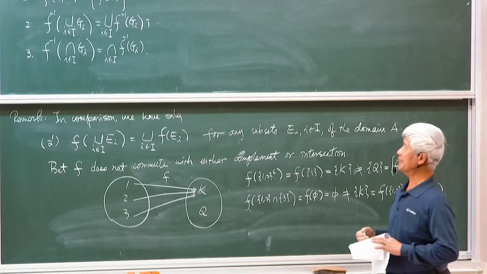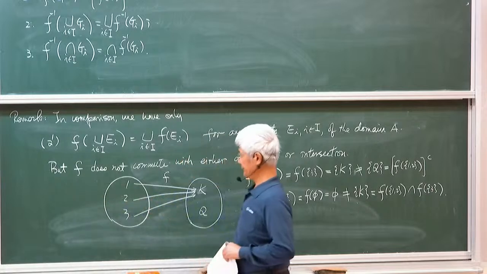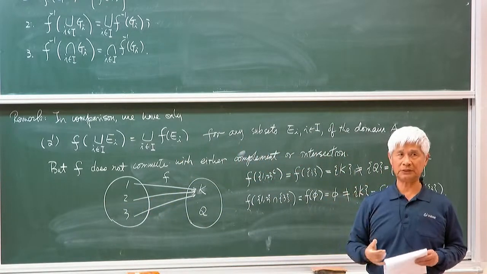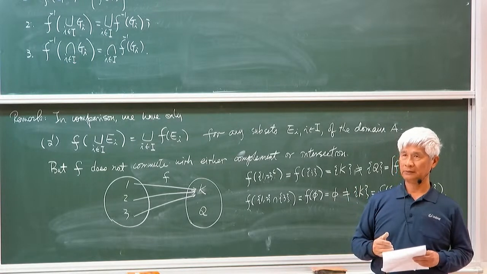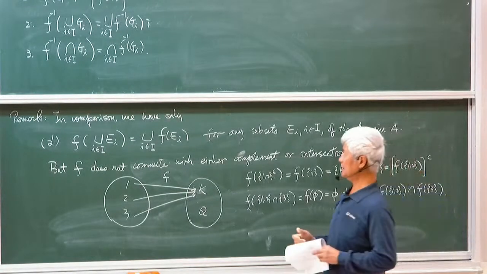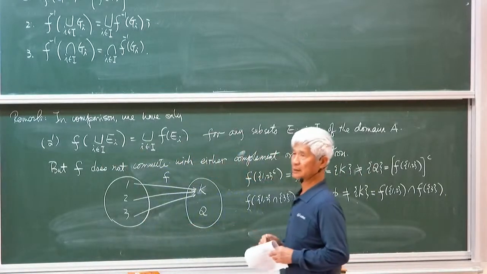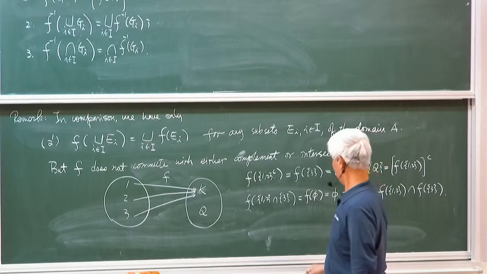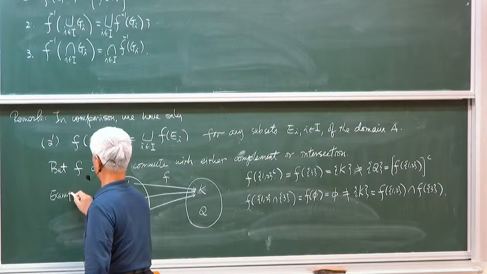So in general, the forward function does not commute with the complement operation, and does not commute with the intersection. It commutes only with the union. So this is the example.